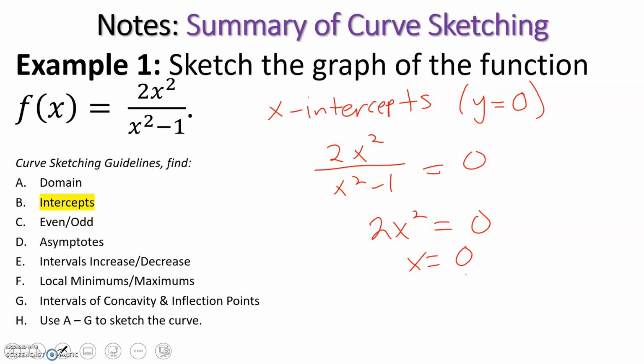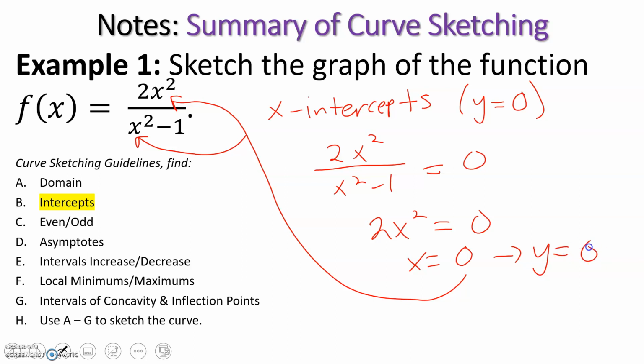Now, to find its output, we simply take the 0 and replace it here and here. We plug 0 in the numerator, we get 2 times 0 squared, and in the denominator, 0 squared minus 1. So we get 0 over negative 1, which is 0. So our output, or our y value, for this x-intercept is in fact 0. So our x-intercept is located at 0, 0.